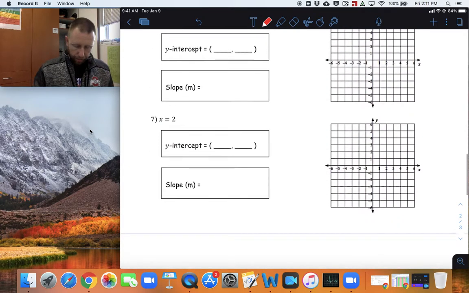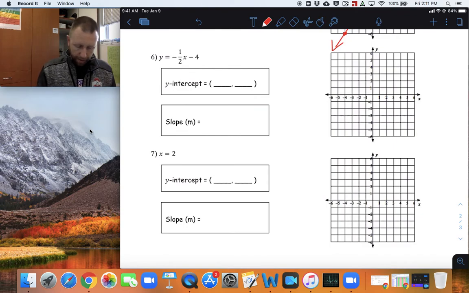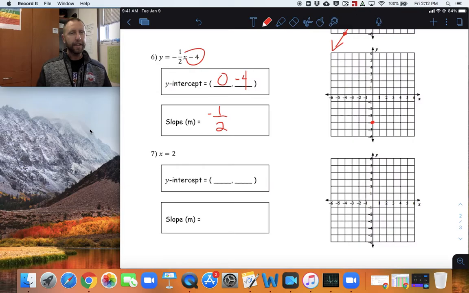For these last couple problems here, for number 6, my y-intercept I can see is negative. It's got that minus at the end of the equation, so it's 0, -4. Let's go ahead and graph that point first. And then my slope is -1/2. So not only is my y-intercept negative, my slope is negative too. And that's telling me that I'm going down 1 and to the right 2.